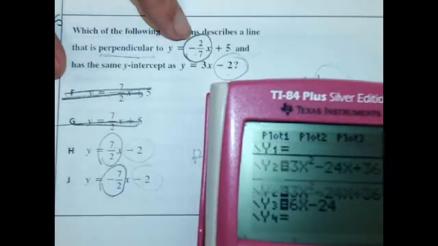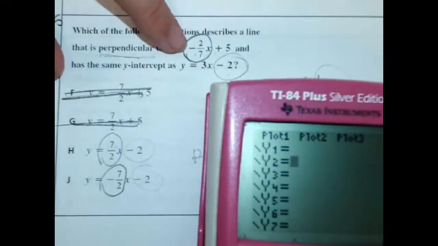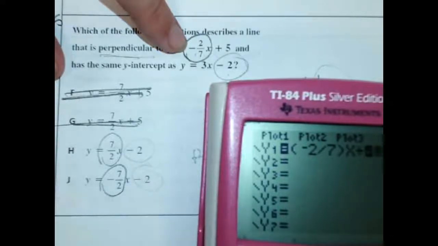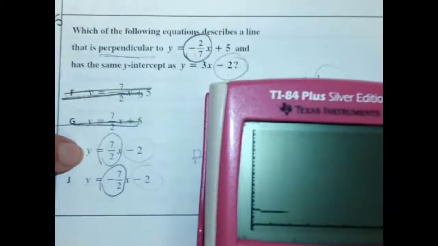I'm going to clear off these ones I have in here. Let's graph the one that it gave me, this one here. Negative, we're going to put it in parentheses, -2 divided by 7, x plus 5. Graph it. And then I'm going to graph this first one, and let's see if this one is, in fact, perpendicular. Parentheses, 7 divided by 2, x minus 2. Graph.